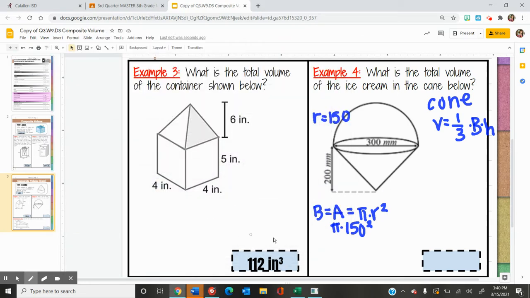So 70,685.8, and this is millimeters squared, because it's area. So this is just the area of my base. I still need to put this into the formula. I still need to find the volume of the cone. So this is 1/3 times 70,685.8 times the height of the cone, which is 200.